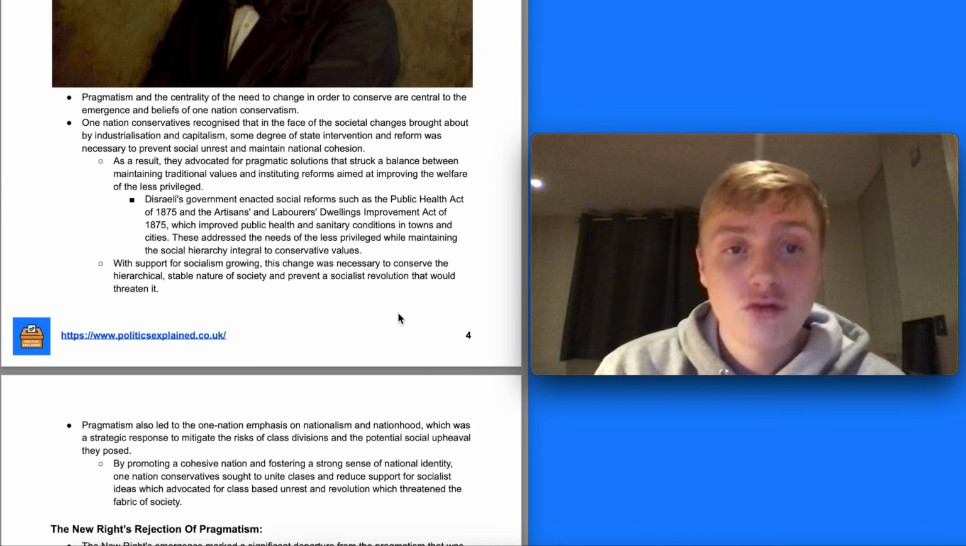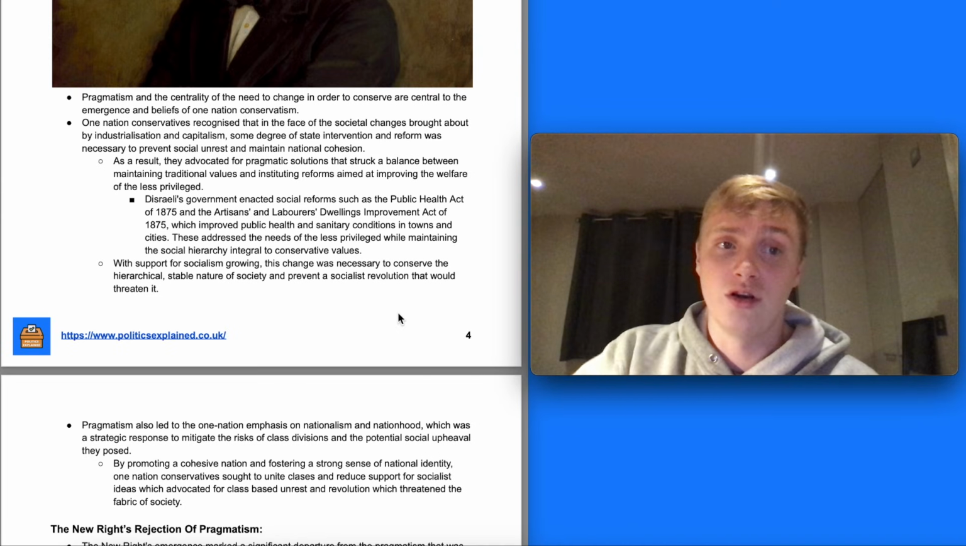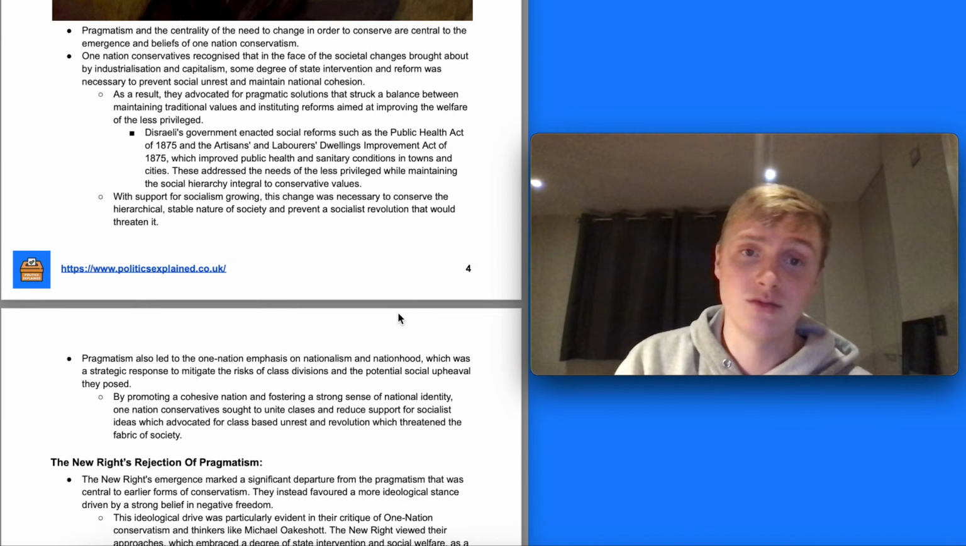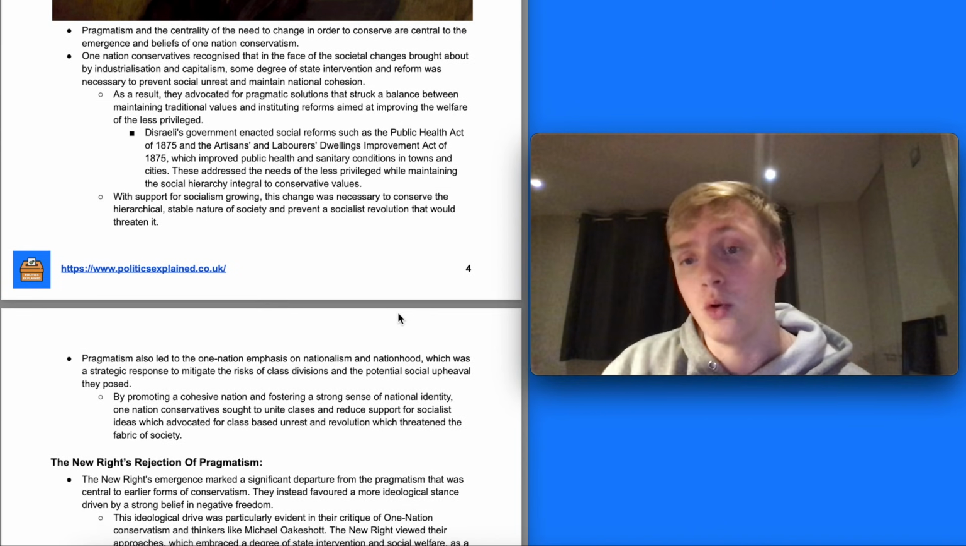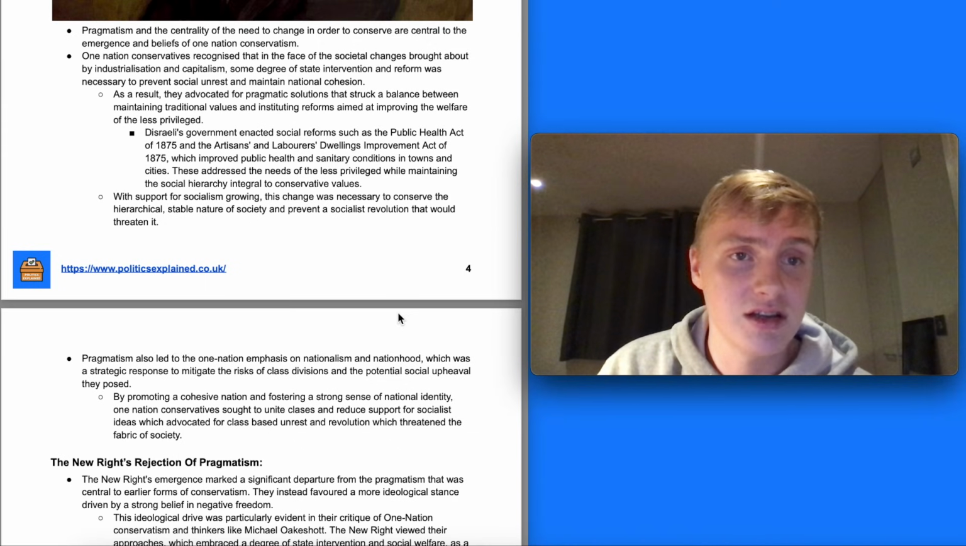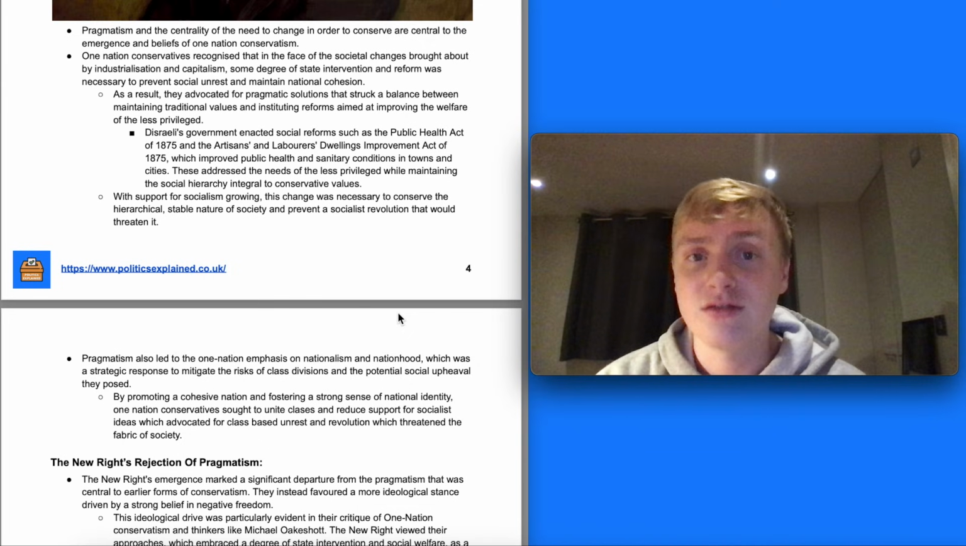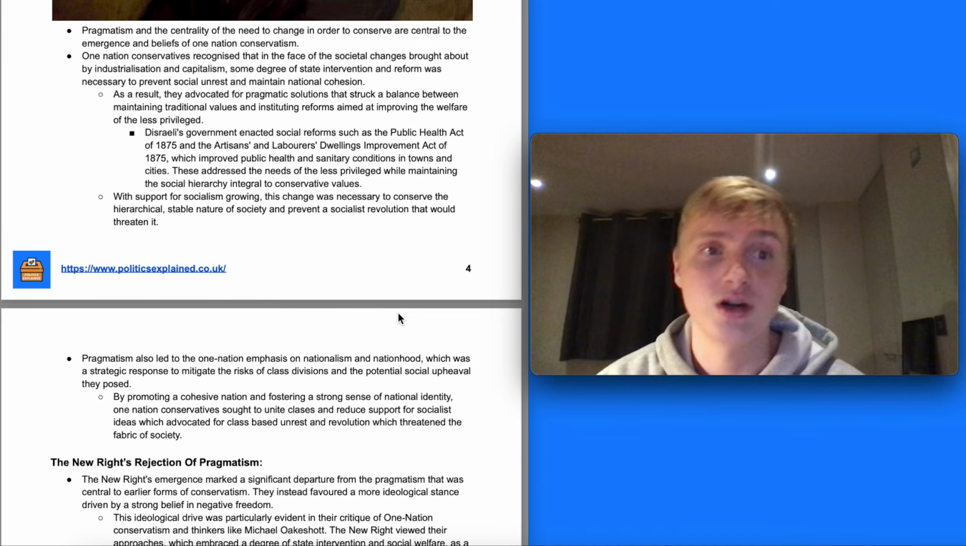So pragmatism is central to one nation conservatism and its emergence at all. They recognise, one nation conservatism, especially Disraeli, who was quite important to the founding of one nation conservatism, recognised that in the face of societal changes brought about by industrialisation and capitalism, some degree of state intervention and reform was necessary to prevent social unrest and maintain national cohesion.